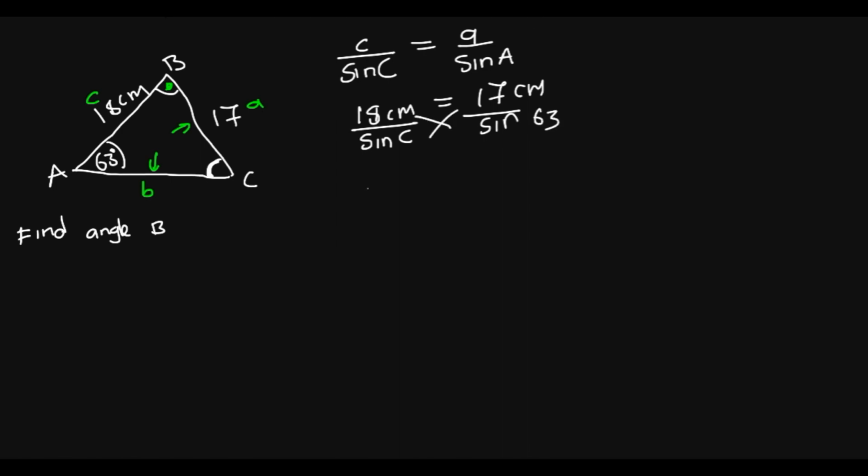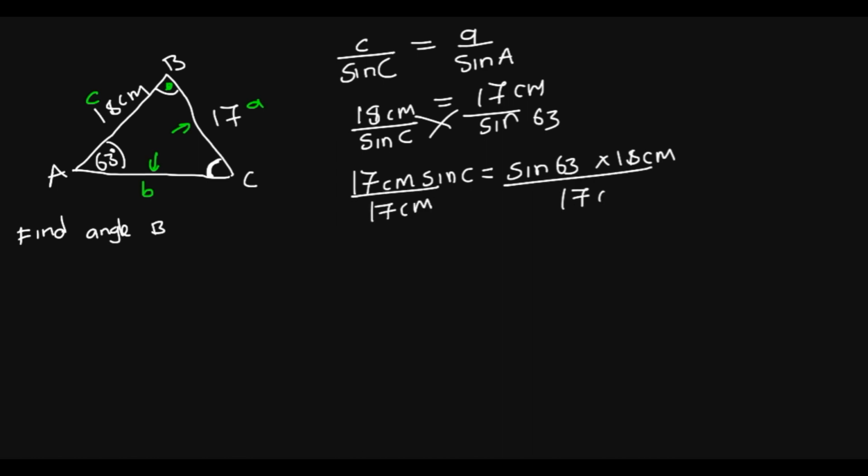So we can now cross multiply. So 17 centimeters times sine C is equal to sine 63 times 18, over 17 centimeters on both sides. So sine C is equal to, so we can now calculate. So sine 63 times 18 is equal to this, divided by 17. So I'm getting 0.943418672. Then we move the sine to the right side.